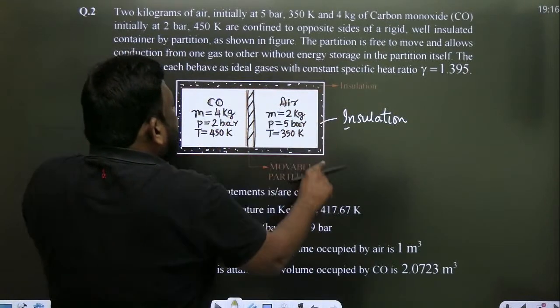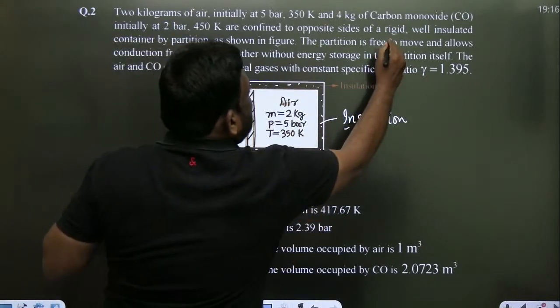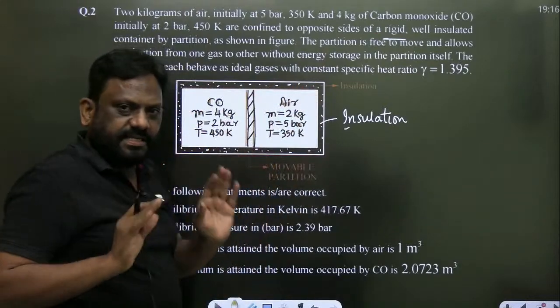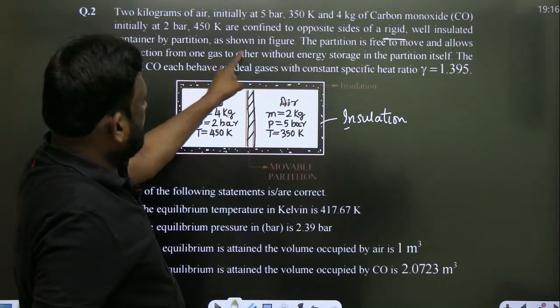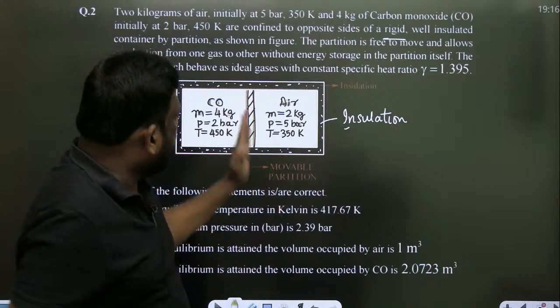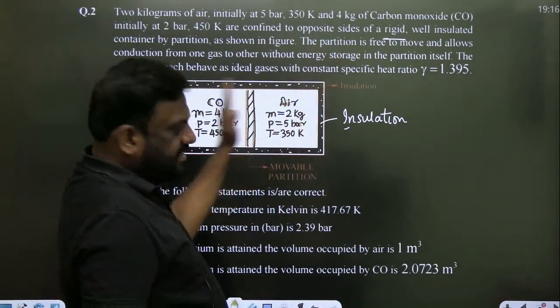This container is insulated, and please note that this complete container is rigid. Now what does he say? The partition is contained, and it is free to move. This partition is free to slide along the length of this container.